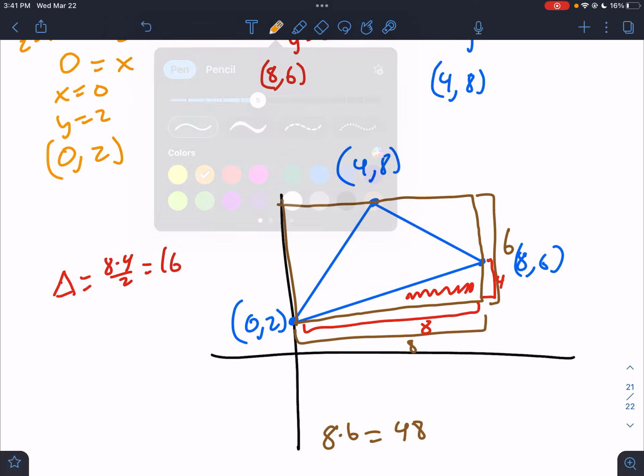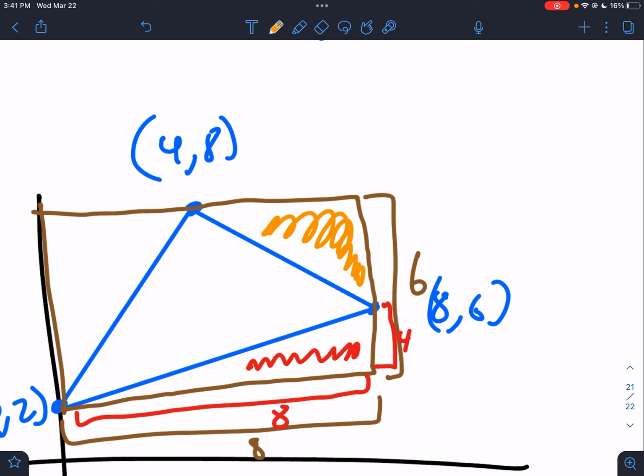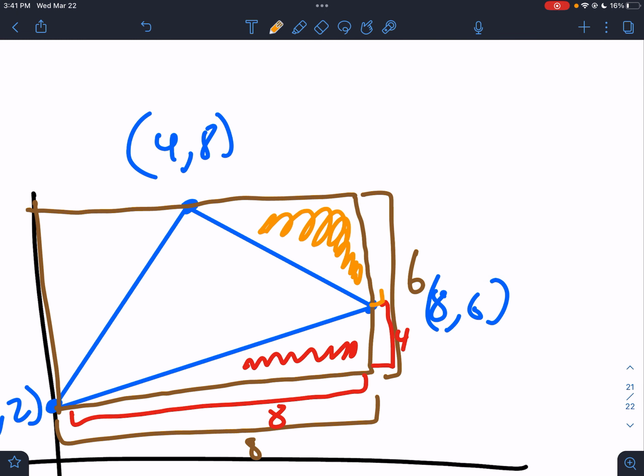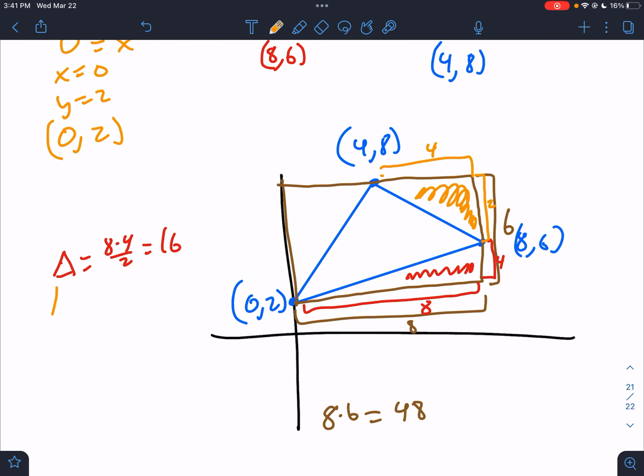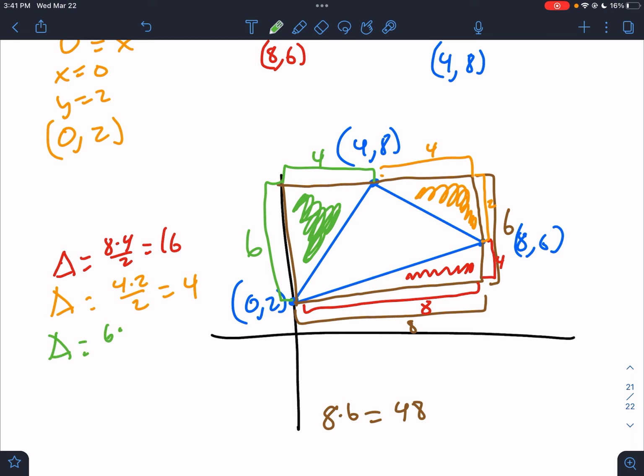All right, and then we'll do this orange triangle. This orange triangle, it starts at 6 and goes to 8, so that's up 2. And then it's going to go from 4 to 8, that's right 4. So that orange triangle is 4 times 2 divided by 2, which is 4. And then one more to go. Let's use this green color. And we're going to go up and over. That would be up. 2 to 8 would be up 6. 0 to 4 would be right 4. Green triangle is 6 times 4 divided by 2, which is 12.